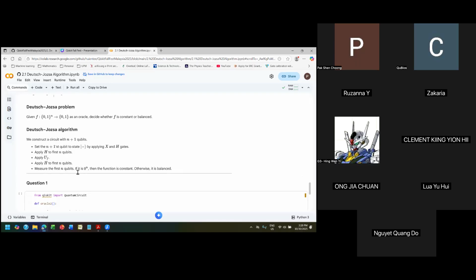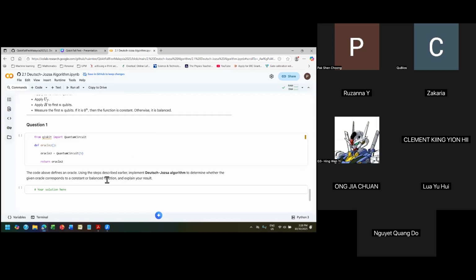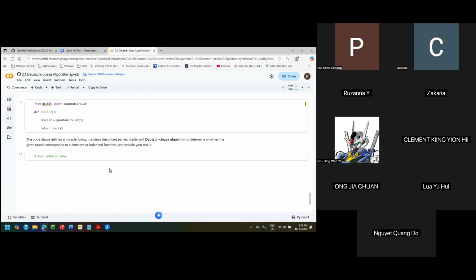So if you see all qubits are 0, 0^n, meaning you have like 4 zeros, then the function is constant. Otherwise, it's balanced. So you can try to write the code over here. And I'm sure you have the GitHub, so you probably have the solution already. Try to do it first.